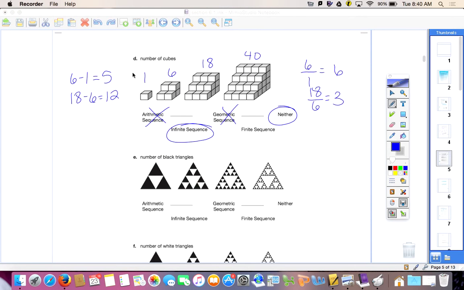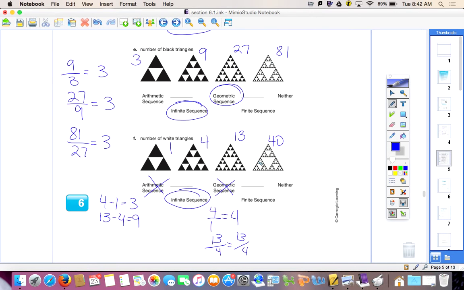Okay, so number of cubes. In my first figure I have 1, then 6, then 18, then 40. So if I start the subtraction, 6 minus 1 is 5, 18 minus 6 is 12. Since those are not common differences, it's not an arithmetic sequence. Now, 6 divided by 1 is 6. 18 divided by 6 is 3. Right away I know that this is not a geometric sequence because my ratio is not the same. So I would say that it's neither, and technically this could go on forever, so this would be considered an infinite sequence.